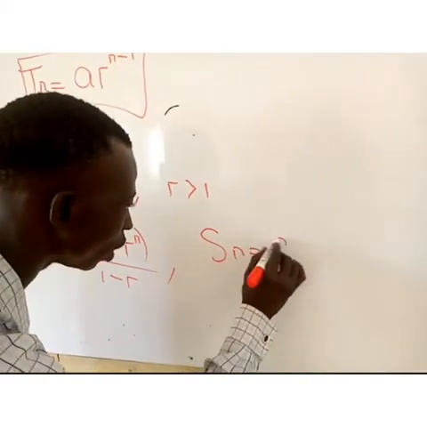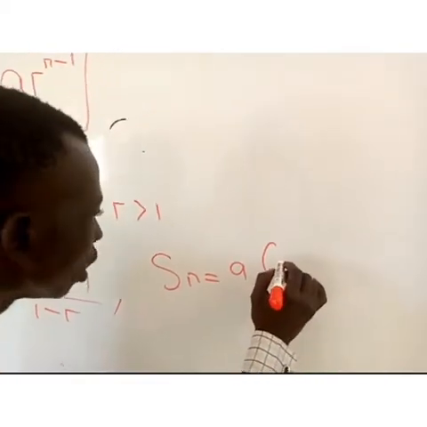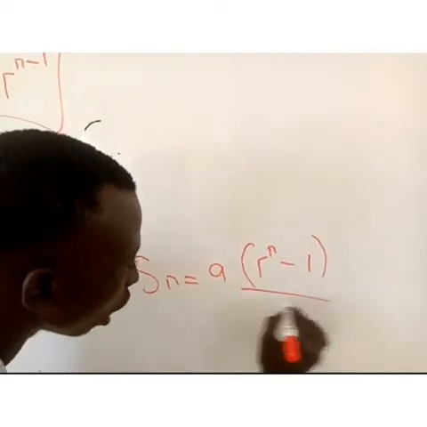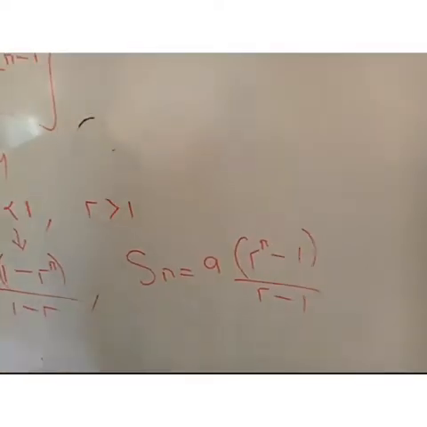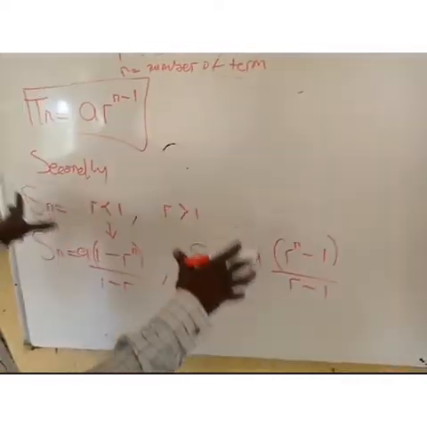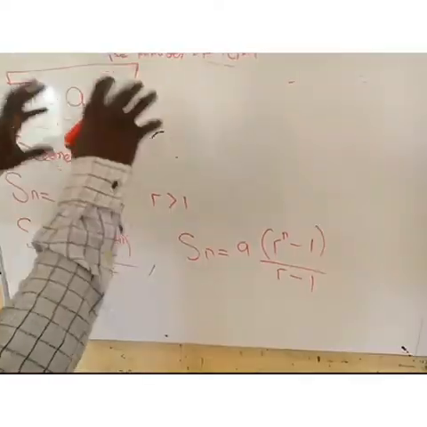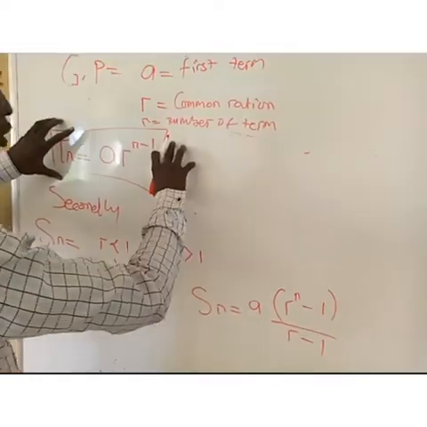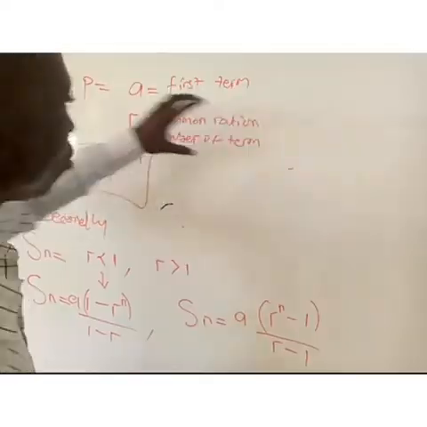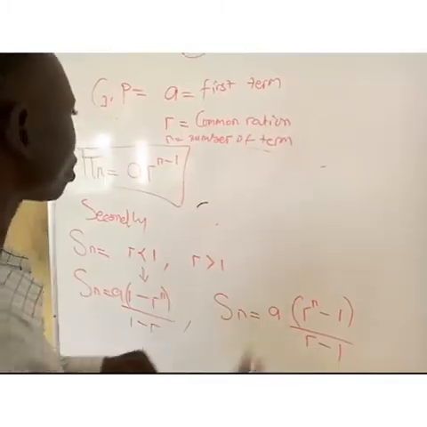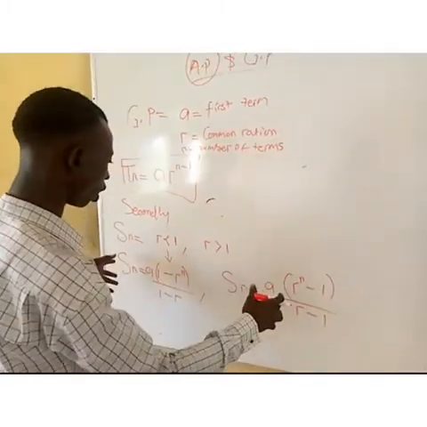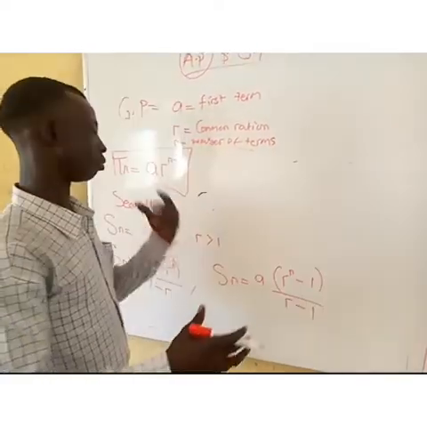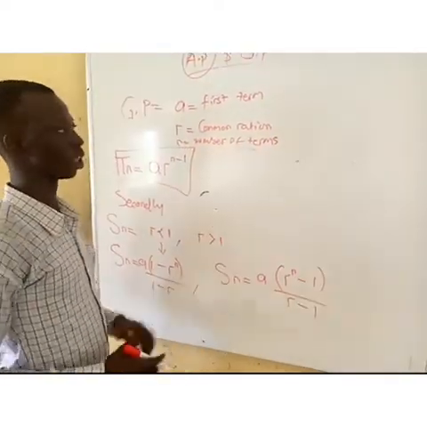Then secondly, when R is greater than 1, you have Sn equals A open bracket R^n minus 1 over R minus 1. These are the two formulas you use to solve for the sum of a GP of any kind. The first one is to look for the first term, the common ratio or the number of terms. Then this second formula is to look for the sum of any terms in the geometric progression.